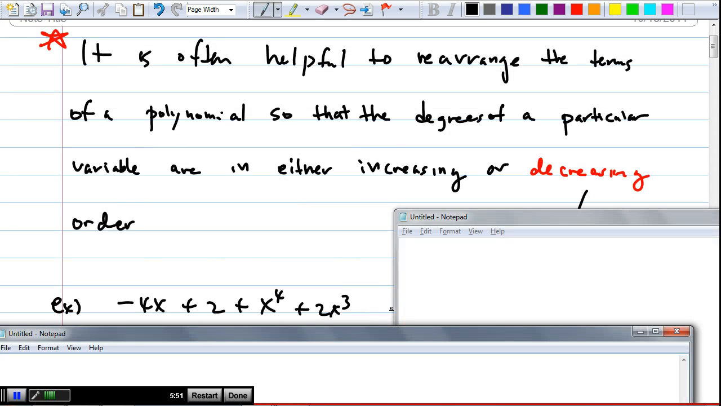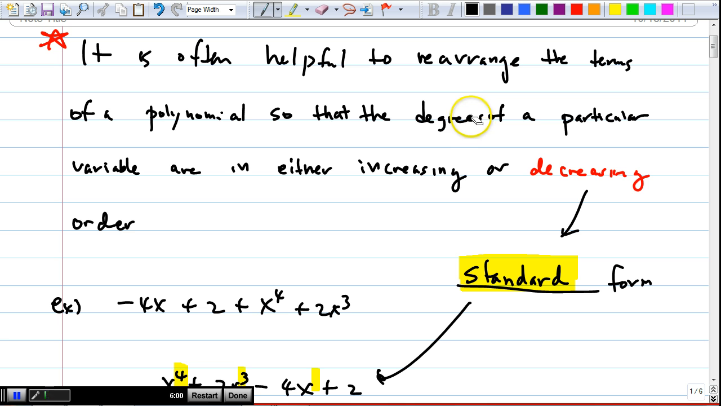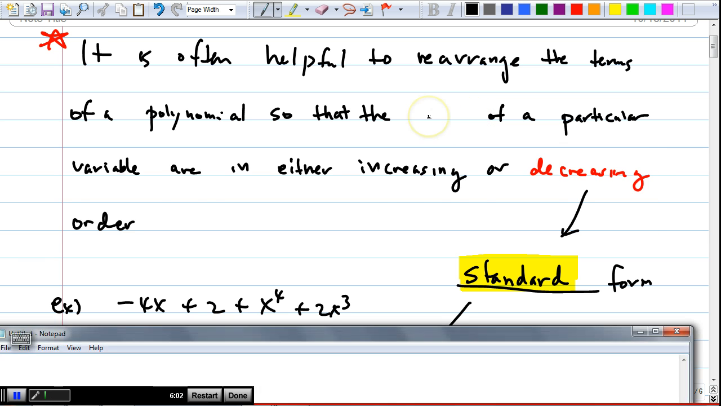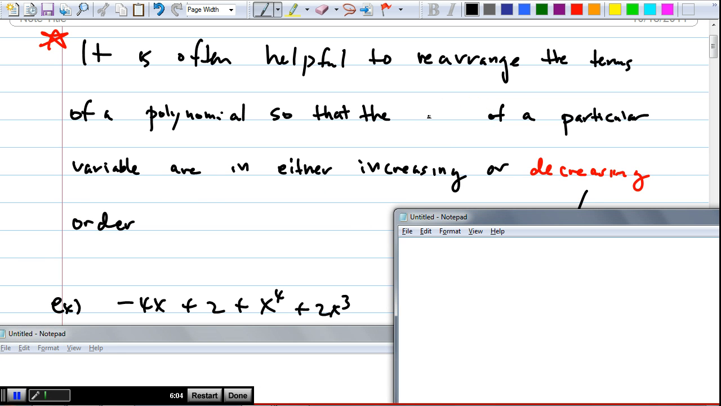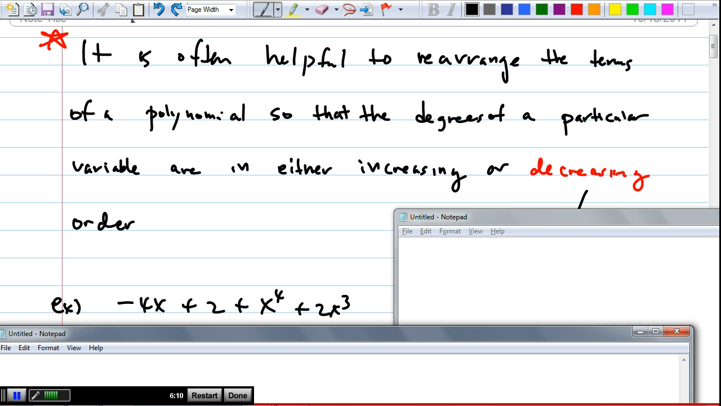So for example, what do I mean by this, you think? Okay, look at this example, look at this polynomial. Is this polynomial written in degrees? Okay, let me do that later. So look at the polynomial. How do I rearrange this polynomial so that it is going to be helpful for us? And it's going to be really helpful for us.